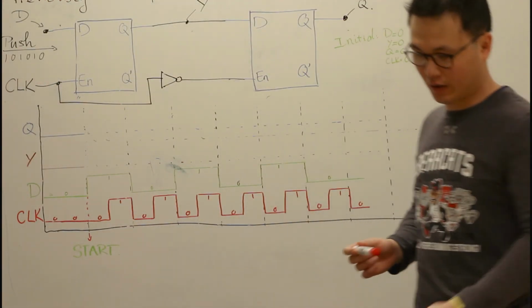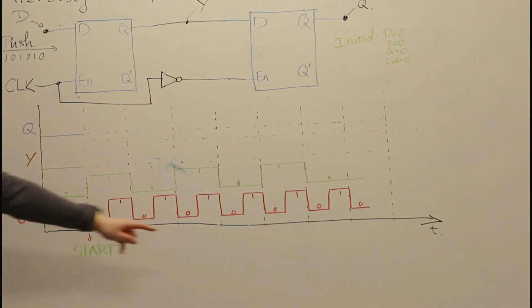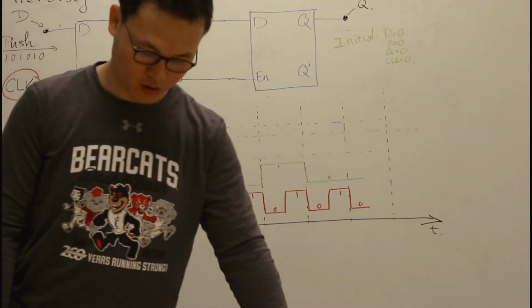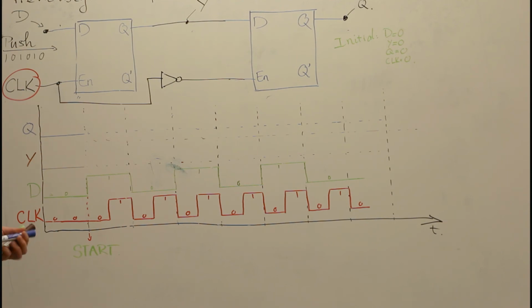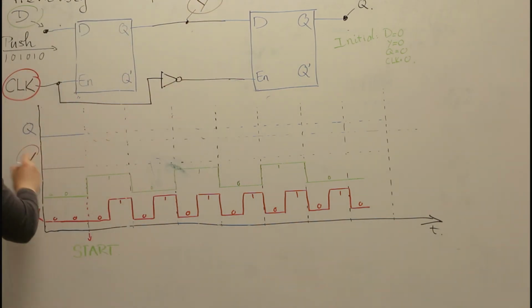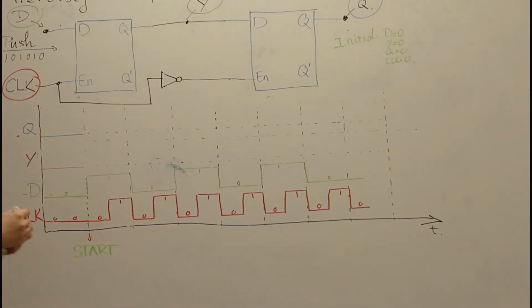Alright, we're back. So now I've given you, remember this part, this axis is time. Here I give you 4 different signals. I color-coded them, so the clock will be red, while the input D will be green. The intermediate signal Y, I will put in brown color. And the output Q will be blue.